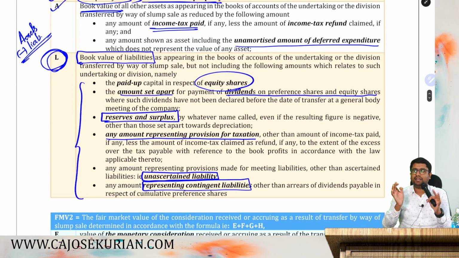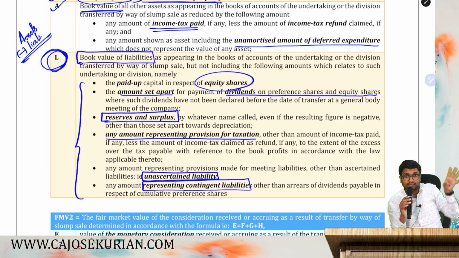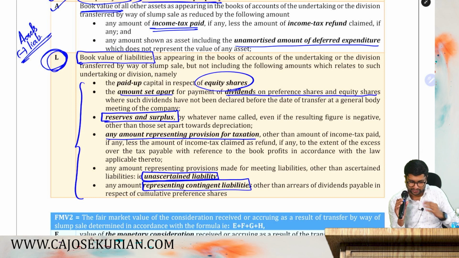So which are the liabilities that you have to exclude? Paid up equity share capital. It's not an outside liability. Basically, they are indirectly telling you to take only the outside liability. So paid up share capital you have to exclude. Number two, dividend set apart, not dividend paid, dividend set apart. Number three, reserves and surplus you have to exclude. Number four, provision for taxation you have to exclude. Number five, provision for unascertained liability. Number six, provision for contingent liability. Except these six items, you take every other liability's book value.